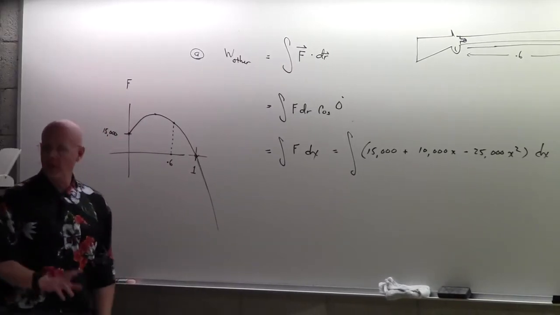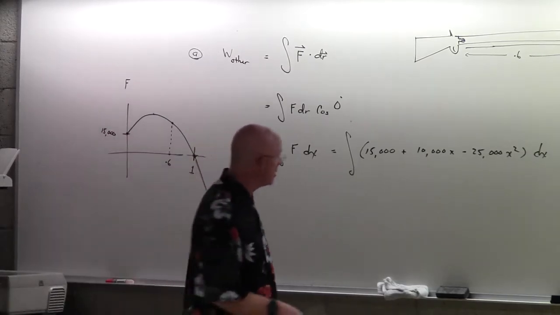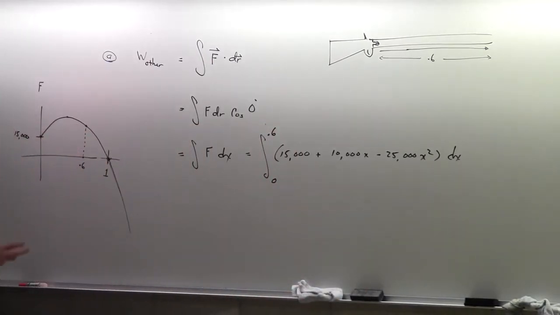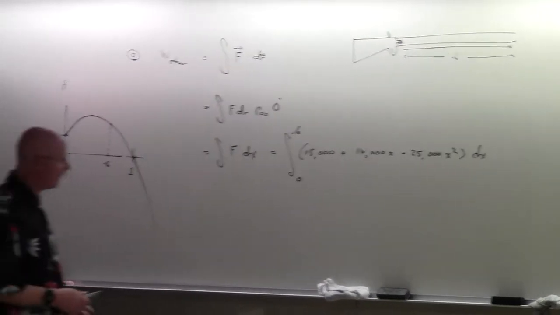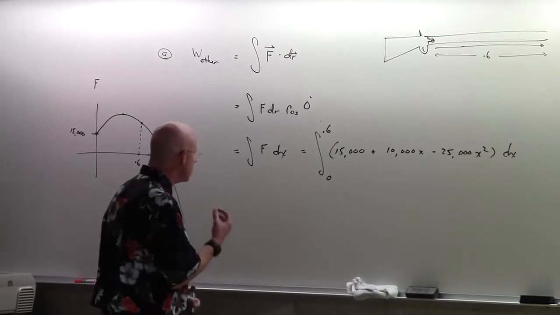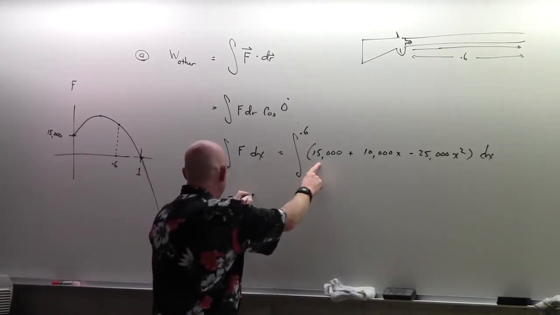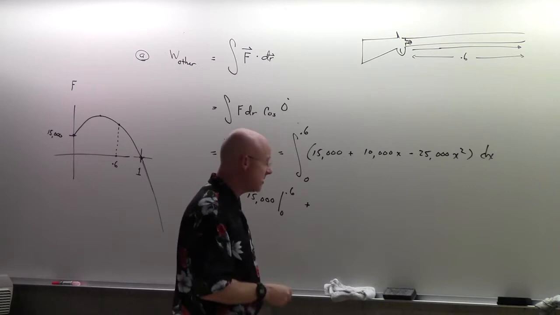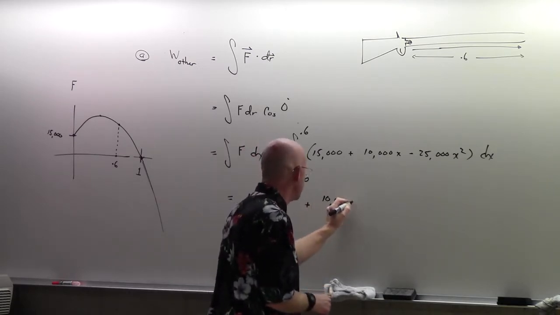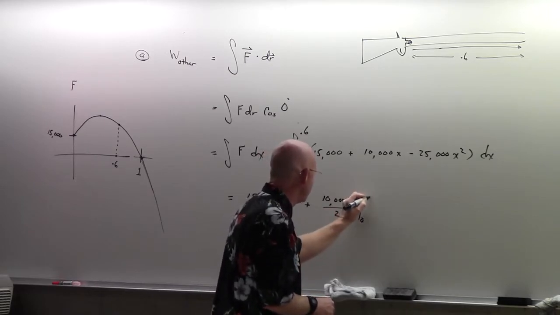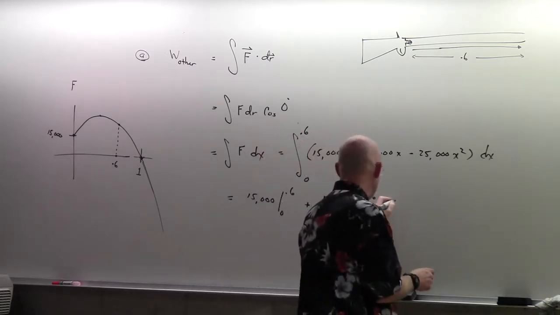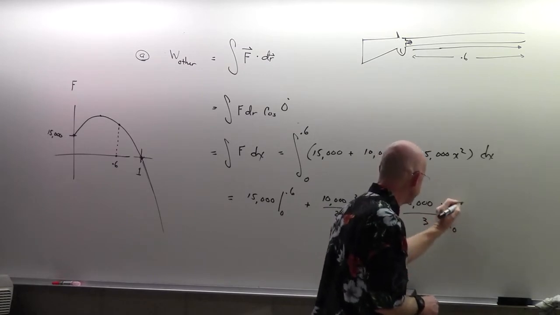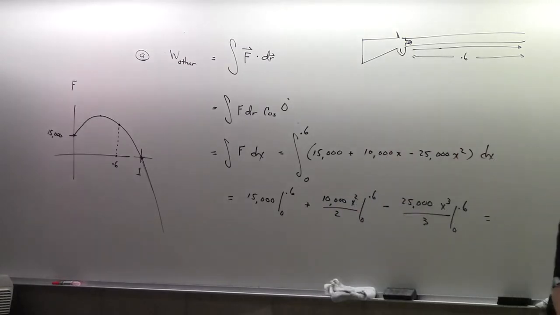All right. Like I said, probably all that analysis isn't necessary to answer this question because this says just integrate, and so we're going to go from 0 to 0.6, right? That is the work done by the expanding gases. Integrate force and distance. So in my case, I would have 15,000x evaluated from 0 to 0.6 plus 10,000 x squared over 2 evaluated from 0 to 0.6 minus 25,000 x cubed over 3 evaluated from 0 to 0.6.